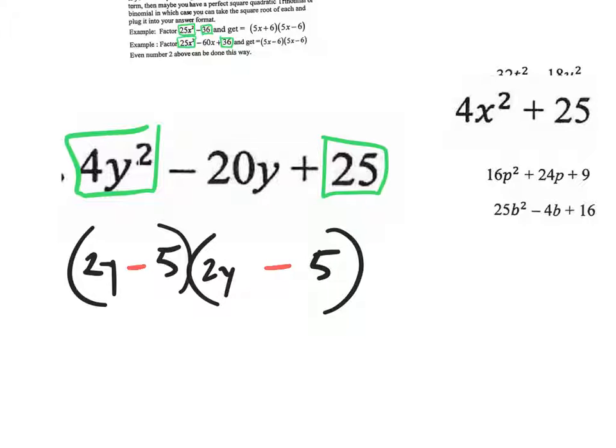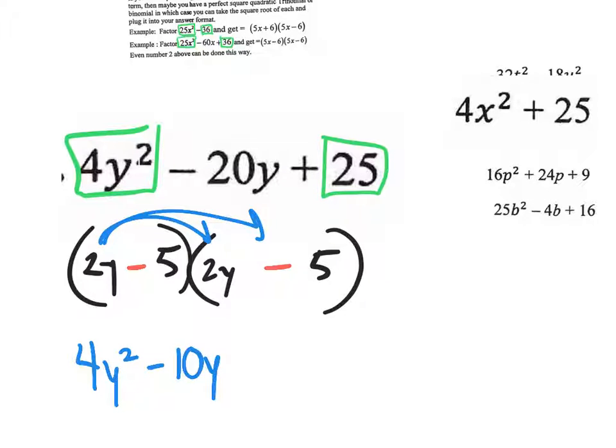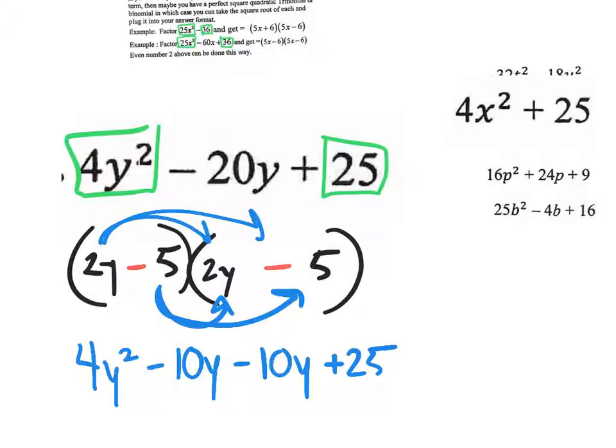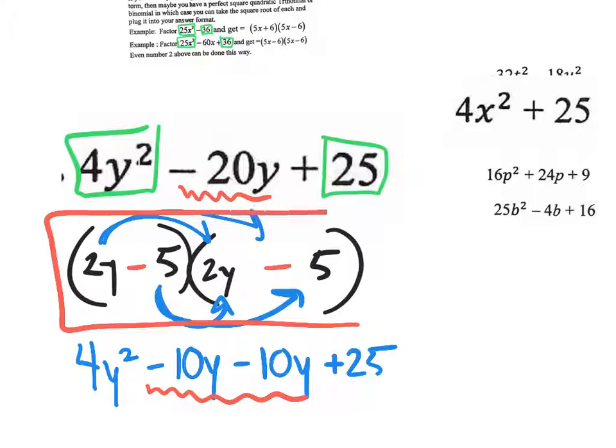And just to be on the safe side, let's double check and make sure it works. 2y times 2y is 4y squared. 2y times negative 5 is negative 10y. Negative 5 times 2y is negative 10y, and negative 5 times negative 5 is positive 25. And when I combine these two right here, I really do get that negative 20y. So I know I factored it right. I know that those two binomials are the correct answer.